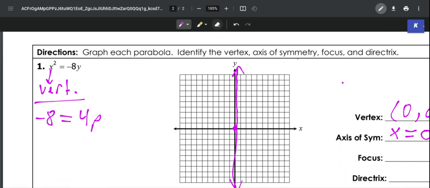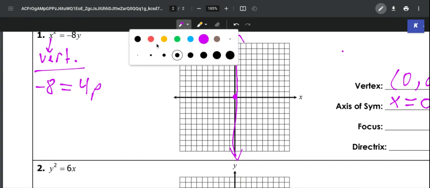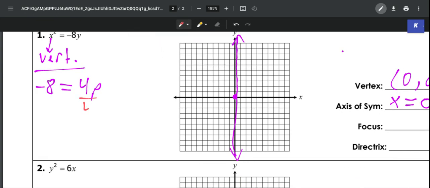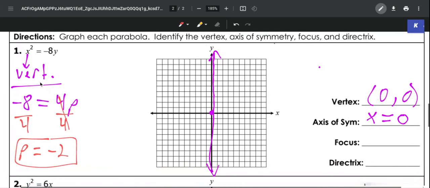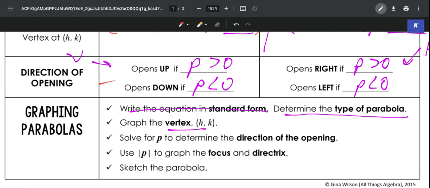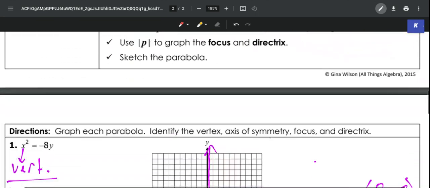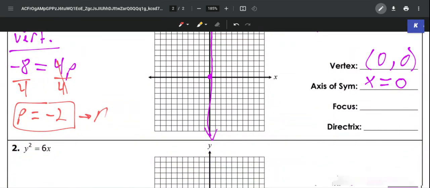And then we will solve. So if we solve for p here, we would just divide by 4 on each side. So we would get p is equal to -2. Now, the reason that is important is because that tells us which direction our parabola will open in. Because if this is a vertical parabola and p is equal to -2, and we go back to this portion here, that tells us that p is less than 0. So this parabola is going to open down. So when we graph this, it should open down.